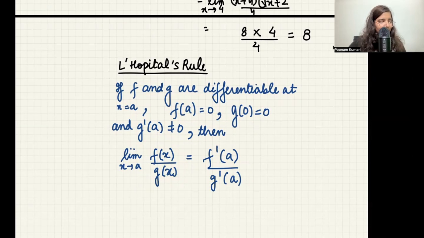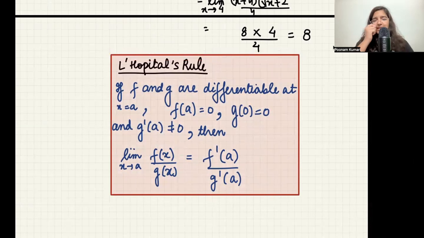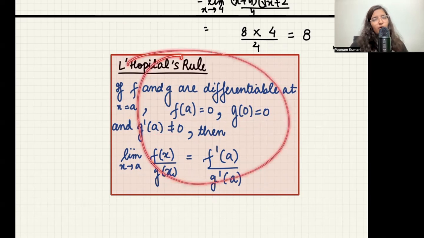So this version of L'Hopital's rule that we have studied right now is a little restricted, but I'll tell you another version of L'Hopital's rule which gives you a little more freedom. When I say more freedom, meaning you can apply this rule under more relaxed, weaker conditions as well. Here we have put up lots of strong conditions: it should be differentiable at a, it should have 0 by 0 only, it should be not equal to 0, and all of that. So let's see this version of L'Hopital's rule first.